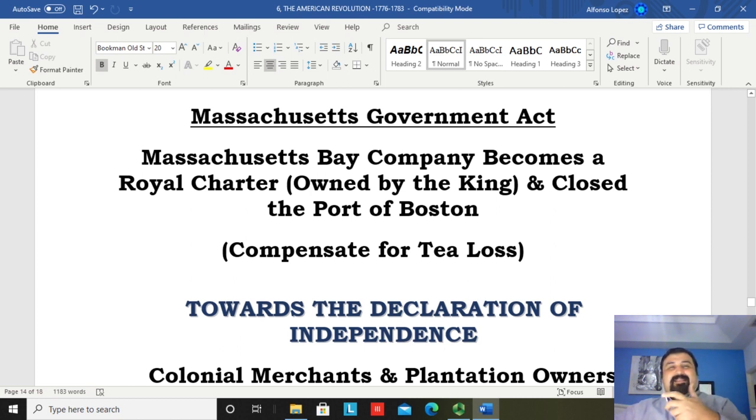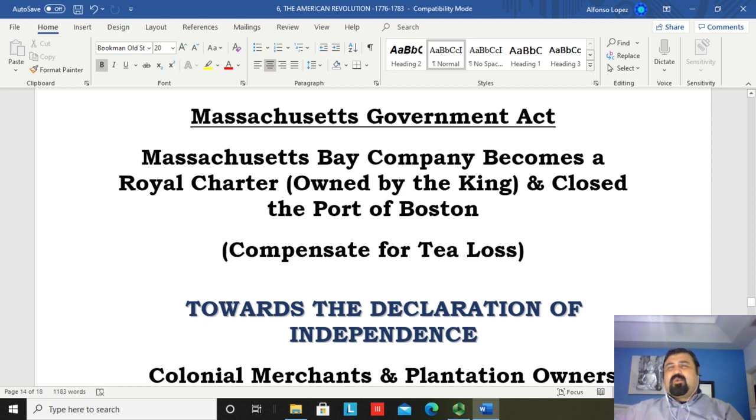Okay, and instead of Massachusetts now being owned by a private company, this company is now owned by the King. It had become a royal company, that is to say. So from being a privately owned company, now this company is owned by the King. It's a royal charter. Okay, it's owned by the King.